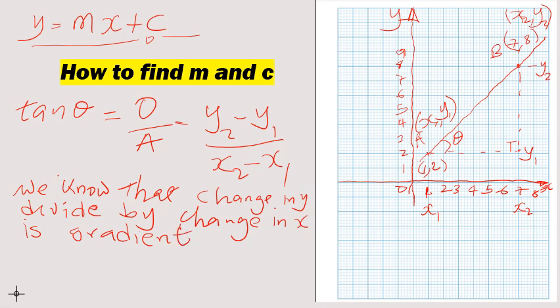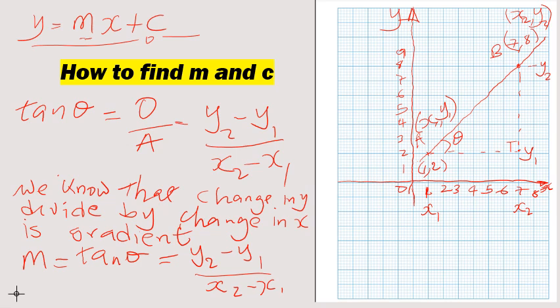So we can as well say that our gradient m is equal to tan theta is equal to change in y, which is y2 minus y1, divided by change in x. So that's our gradient. That's how you find the gradient. Now when you find that gradient, you substitute it there.